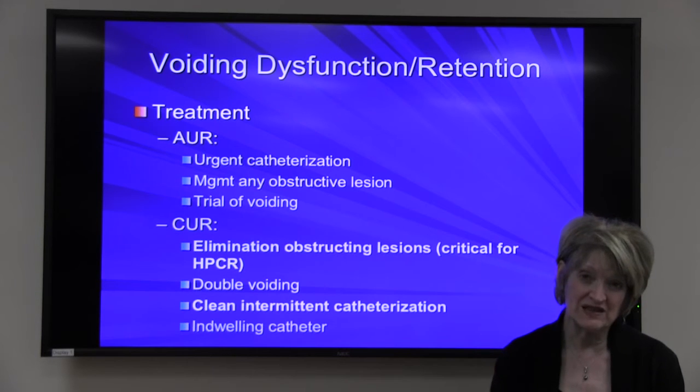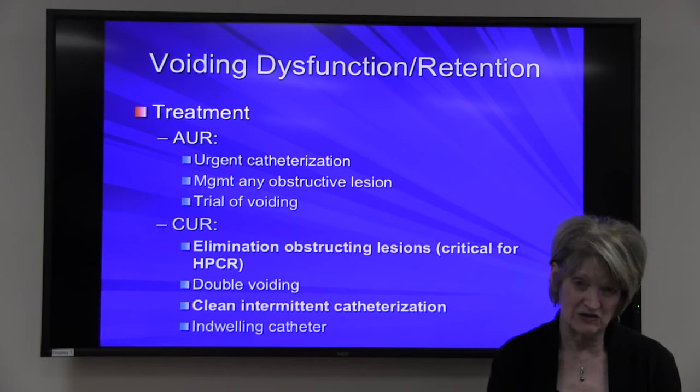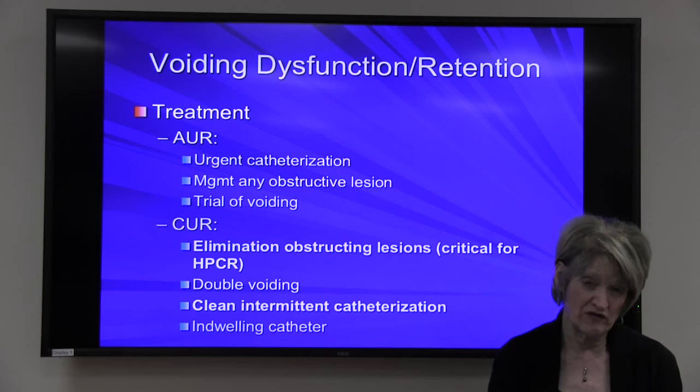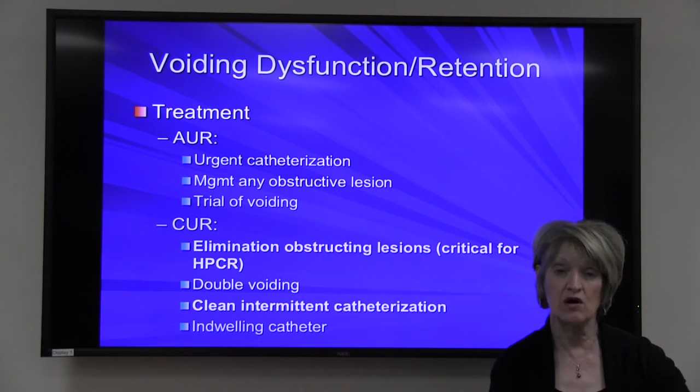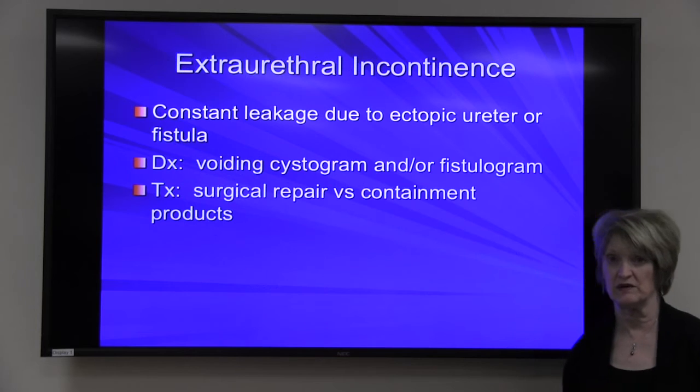So if the reason they're not emptying is because there's something obstructing the outlet, we want to remove the obstructing lesion, surgically or via medications. If the problem is that the bladder just is not contracting effectively because of a neurologic lesion or because of long-standing diabetes, clean intermittent catheterization is the best treatment option if the patient's able to do that. And we'll come back to that in our discussion of treatment.